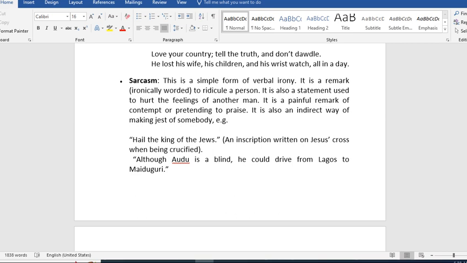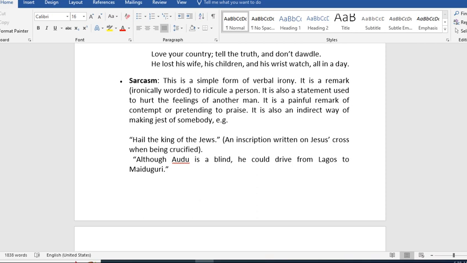You know, journalists make use of this one a lot. The person will think that they are hailing him, they are praising him, but they are failing him. Example, this one is a bit biblical. Hail the King of the Jews, quote unquote. This is an inscription written on Jesus' cross when being crucified. You know, this inscription is written by the enemies. They don't mean it when they say, hail the King of the Jews. That is sarcastic.